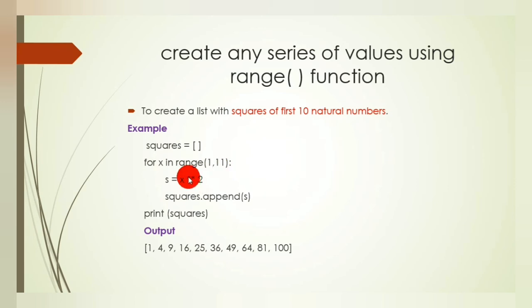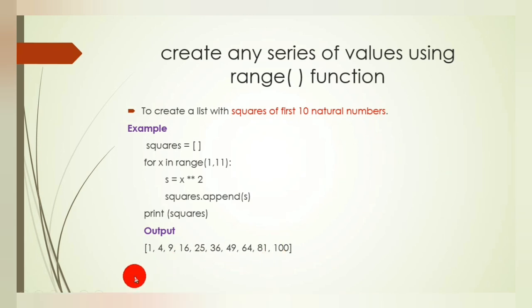2 asterisk asterisk 2, that is 2 square, is equal to 4. 4 will be added, that is squares dot append of s. Now what is the value for s? The s value is 4, so 4 will be added to this list squares. This process is repeated until the value of x reaches 10. After 10 the value of x is 11, there is no end value, so it exits from this loop and then prints the output squares. So it creates a list of the squares of natural numbers.